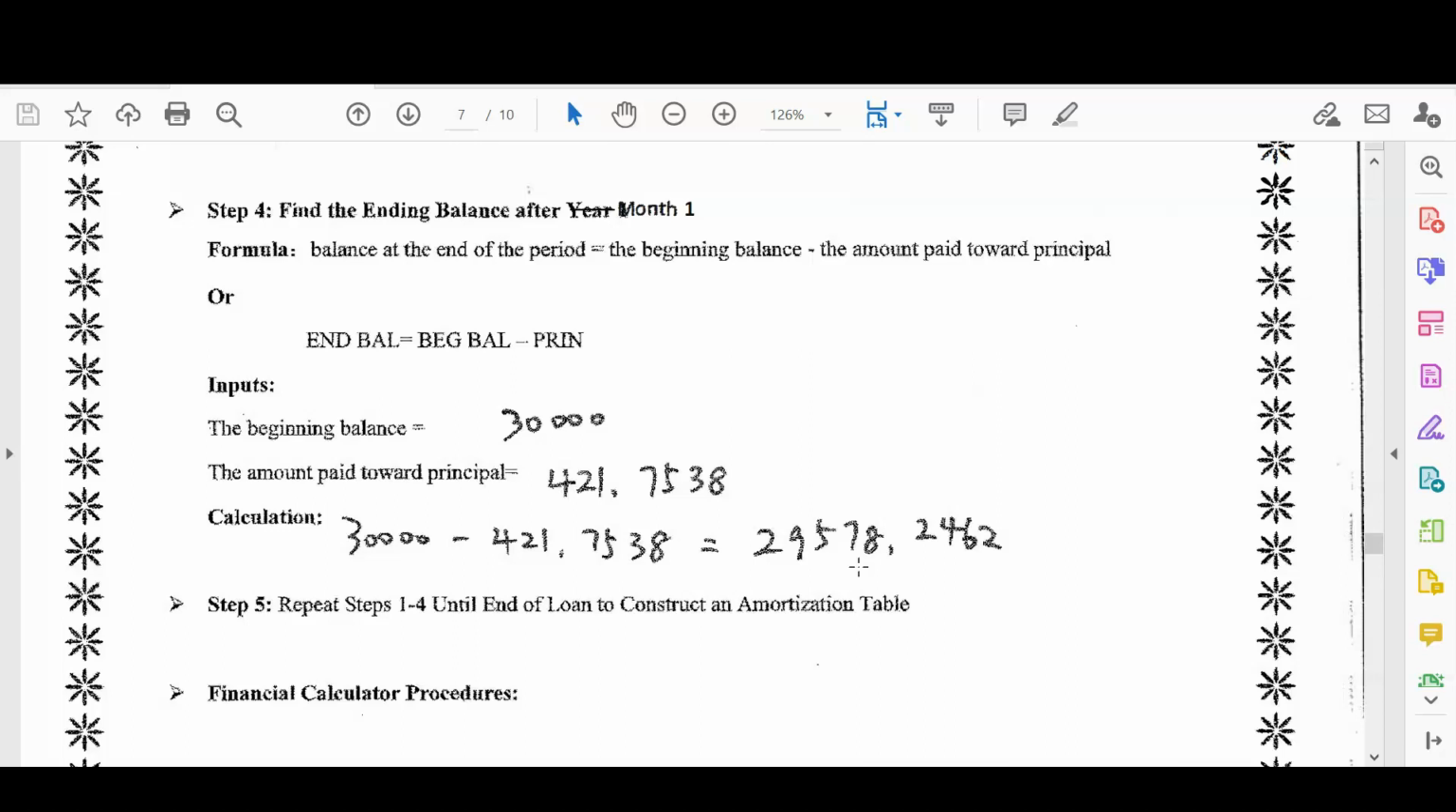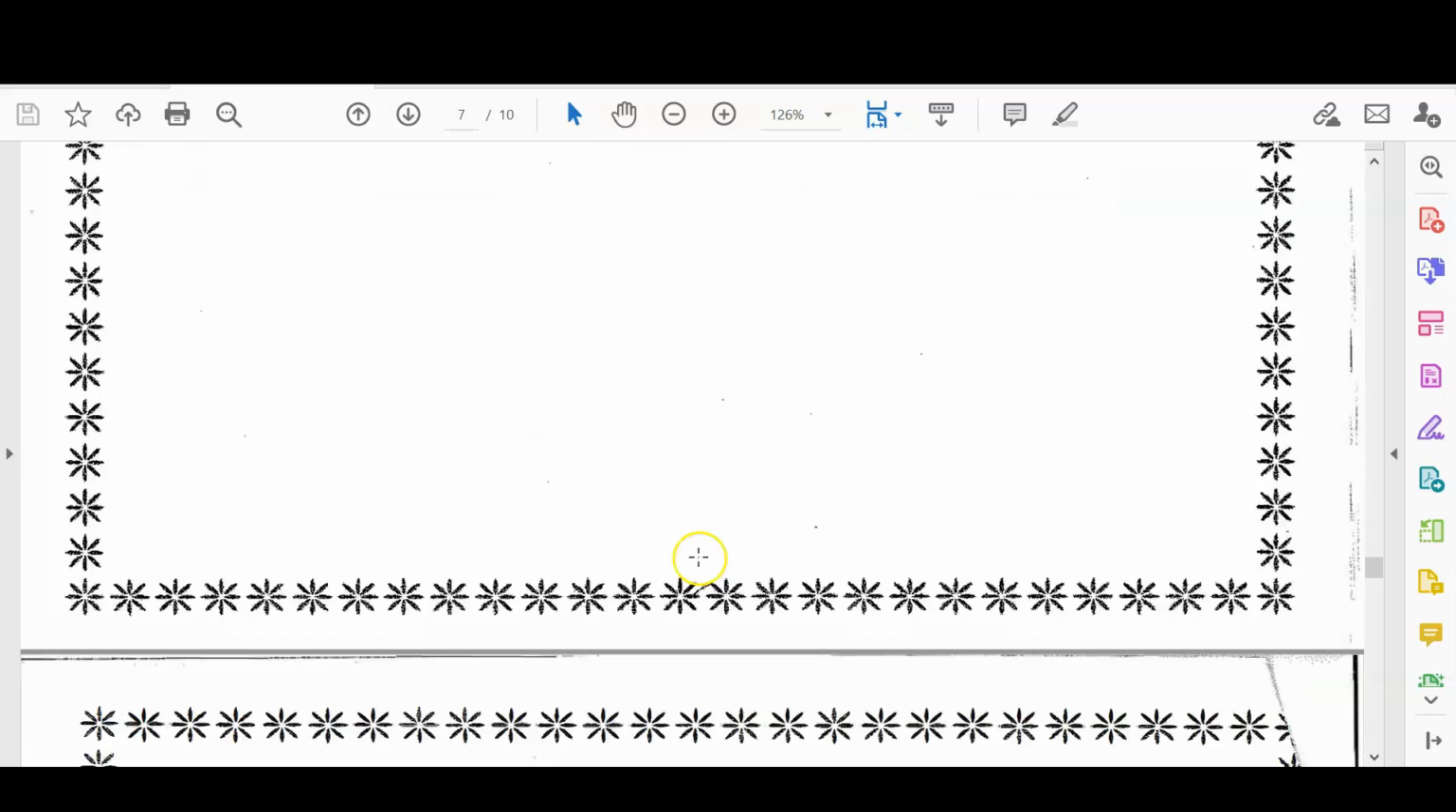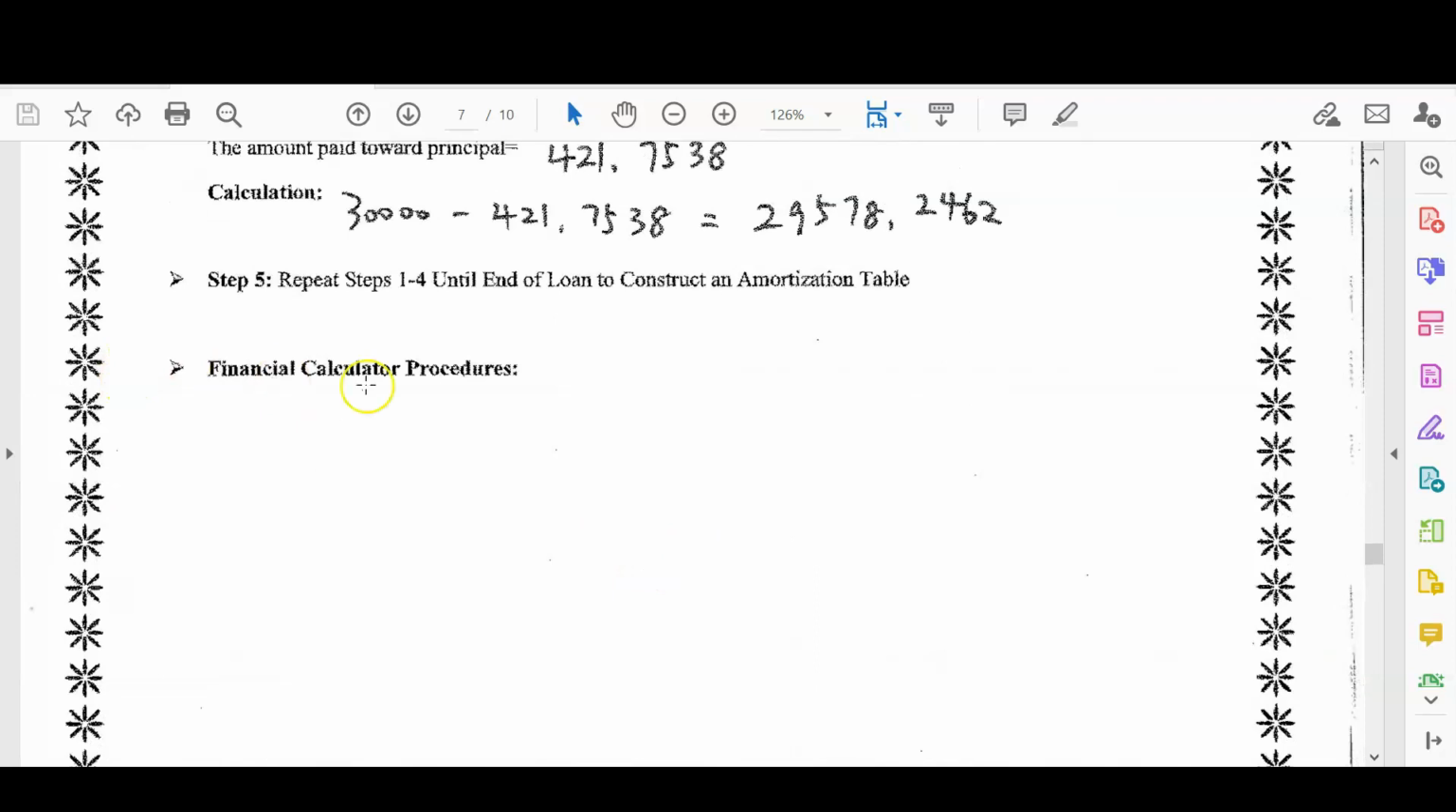And we repeat the process, I guess we have to do it 60 times. So the amortization table would be a huge table for 60 months. Okay, an easier way is to use a financial calculator.